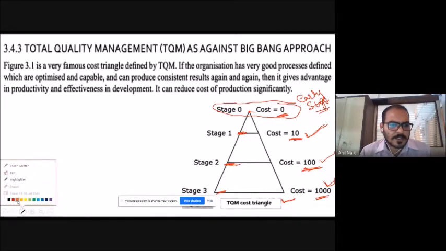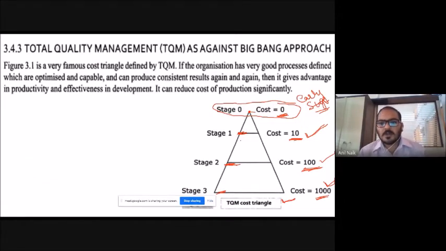This is the triangle for the total quality management approach, where if we find defects in the early stages, the cost will be zero, but if the defects arise in the later stages, after the coding or during production, then the cost of the project will be more. They have to spend more time, and the organization has to pay the salary to the employees, meaning extra time for verification and all.